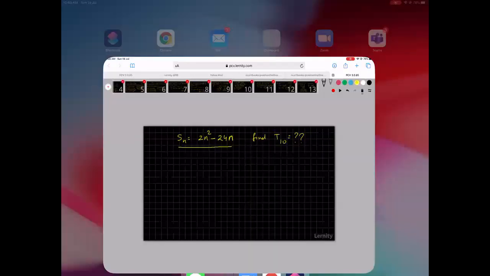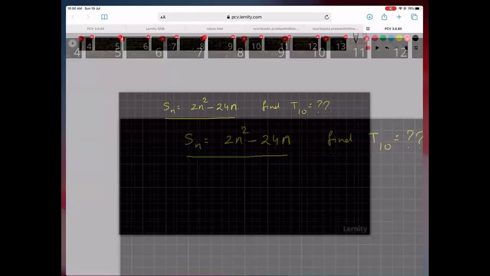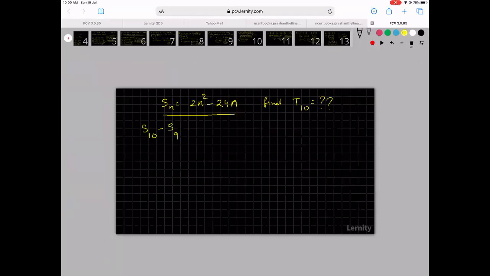I don't want to do it the regular way. I want to find out S10 minus S9. Do you see that S10 minus S9 is equal to T10? So what is S10 equal to? S10 is equal to 2 into 100 minus 240. So S10 is equal to 200 minus 240, which is minus 40. Then S9 is equal to 2 into 9 squared minus 24 into 9.